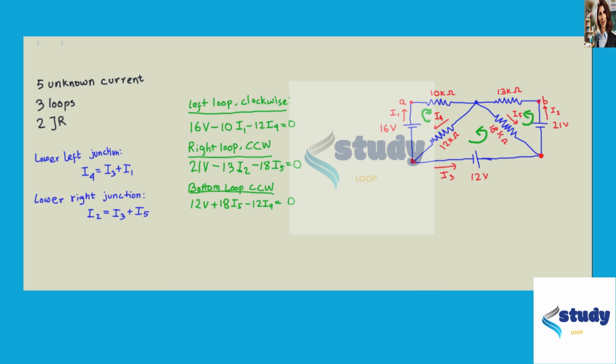Now, if we use the loop rule for the left loop, we are using clockwise direction. Since I1 is with the direction, if we start from the lower left corner, we see that the battery is having a potential gain. That's why there's a positive 16 volts here. Then I1, which is passing through the 10 kilo ohm resistor, has the same direction as the loop, so there's a potential drop, and we put a negative sign. And for I4, again, the direction of the loop and the direction of current are the same, so there's a potential drop.